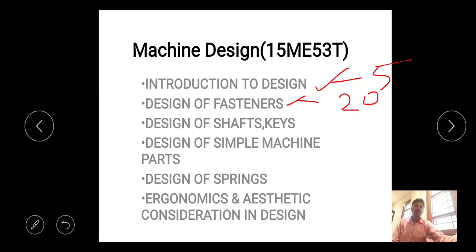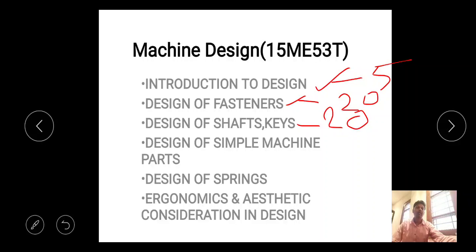Then in the third chapter you are studying design of shafts and keys. What do you mean by a shaft, why you are using a key, what is the use of the key, and how you mount a pulley on a shaft with the help of a key. Then design of shaft, what all the problems are there in the shaft. This is also 20 marks, consisting of 15 marks problem and 5 marks theory.